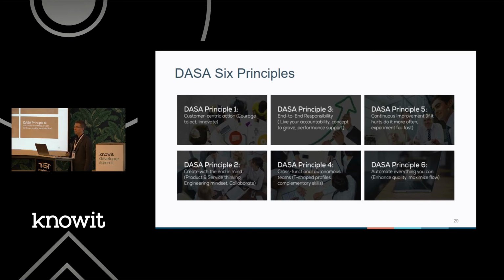Cross-functional and autonomous teams means that teams should be able to do it on their own. No help needed from others. They should be able to be self-sufficient. And then continuous improvement. DevOps is not something that you do and then you are ready. It is a journey, a continuous improvement journey, and any DevOps organization is always improving more and more. And then you got automate everything you can, so saying that automation is really one of the key elements, key principles that you must have. So I've got a few more slides of each of these.